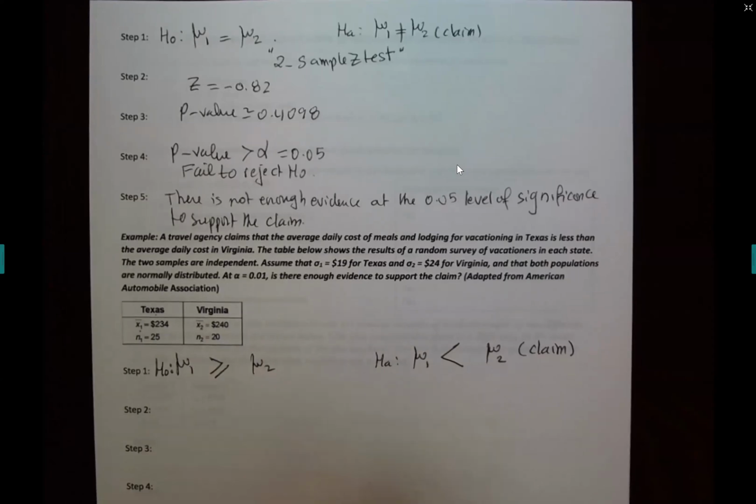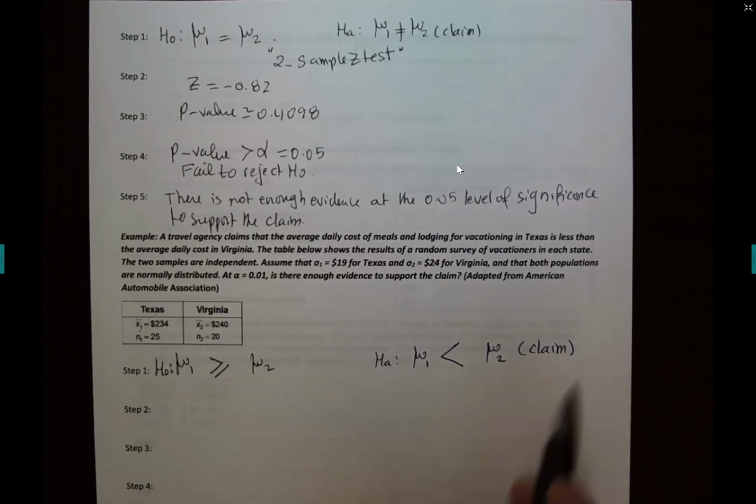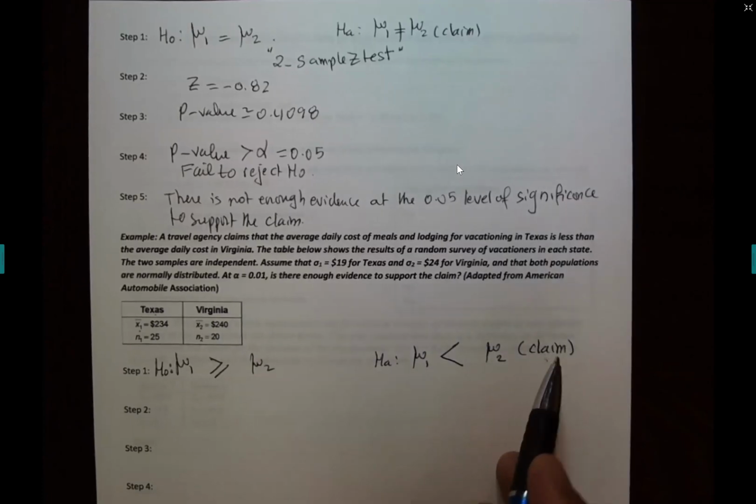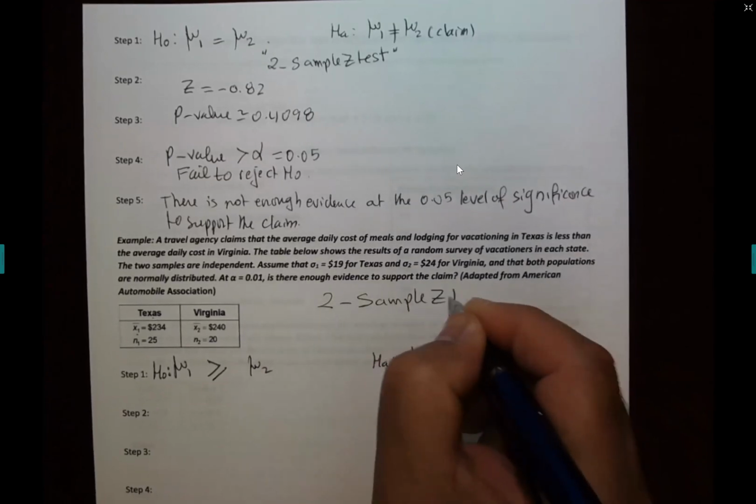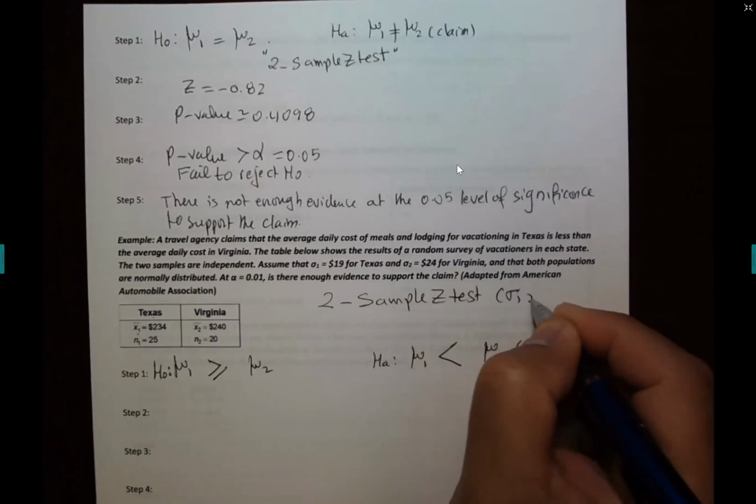Two samples are independent. Assume that sigma 1 is 19. Guys, once he gives you sigma, don't attempt to use a t-test. It's a z-test. If he doesn't give you sigma, it is a t-test. So assume that sigma 1 is 19 for Texas and sigma 2 is 24 for Virginia, and that both populations are normally distributed. At alpha equals 1%, is there enough evidence to support the claim? Once he asks you if you can support the claim, be assured that the claim must have been in HA, and it is. Okay, two-sample z-test, because sigma 1 and sigma 2 are given.